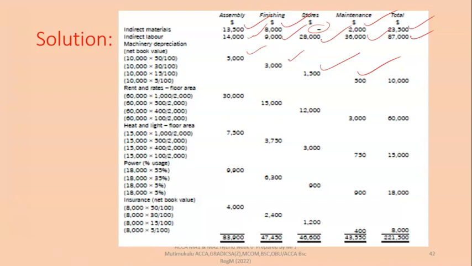We then move on to the rent and rates, and you can see that for rent and rates, the suitable basis is floor area, and we do the same as we did on top there. All right, so by the end of the day, you determine that the assembly department will have total overheads of 83,900, then the finishing 47,450, stores 46,600, and that one 43,550.